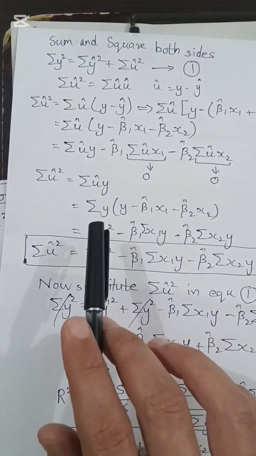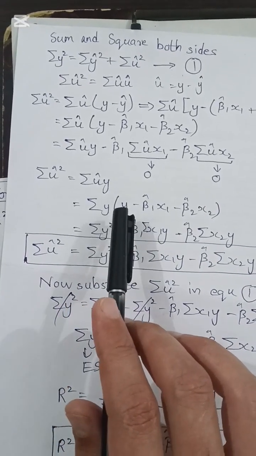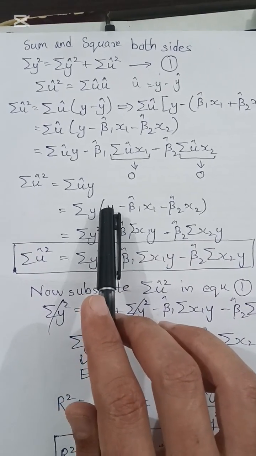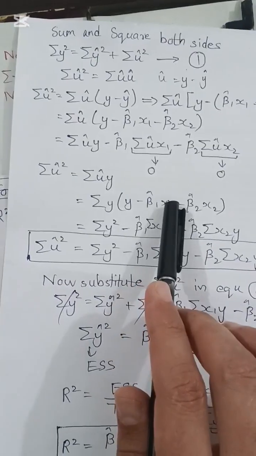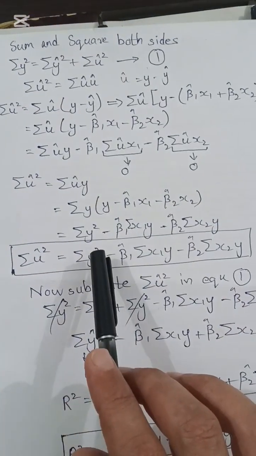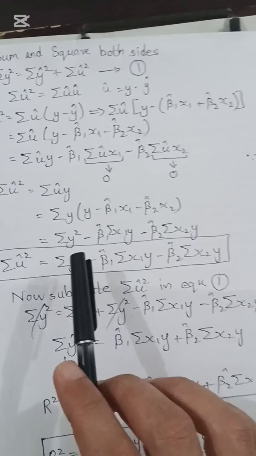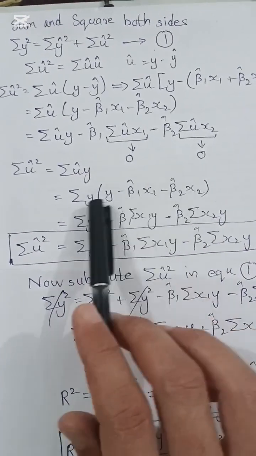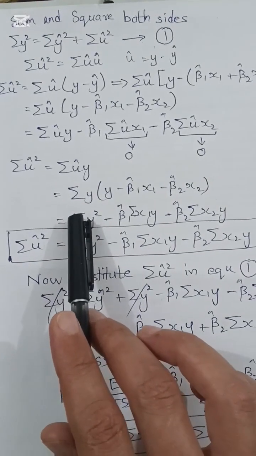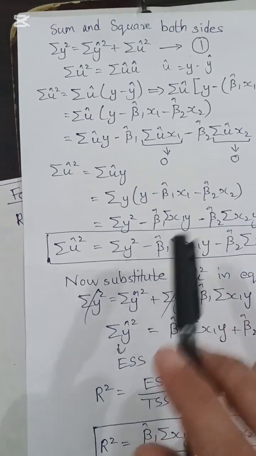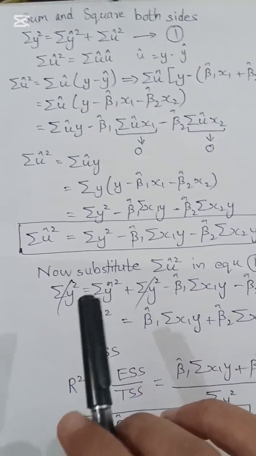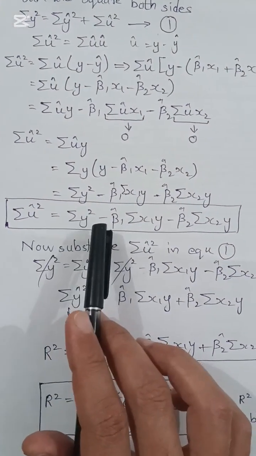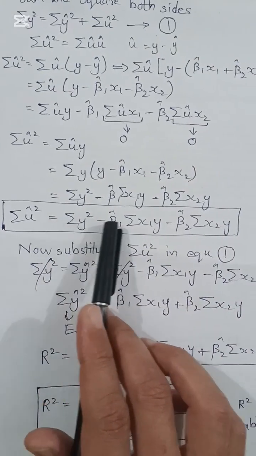And remember that u hat equals y minus y hat. So now I have substituted, and multiplied these terms with this term. So I get this equation. You can see that this is the equation for the sum of u hat squared.